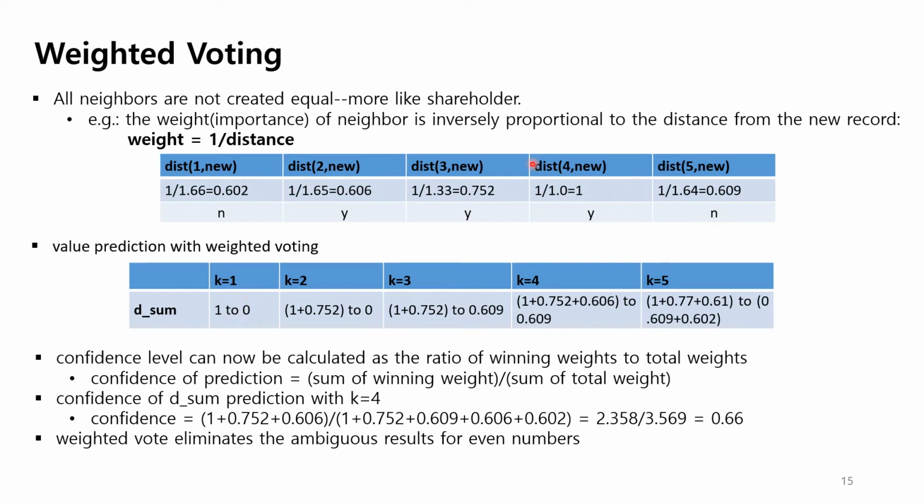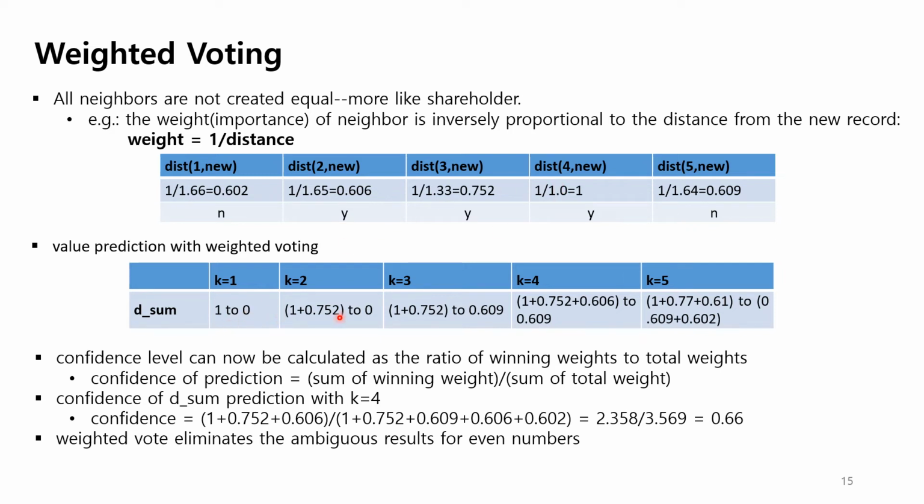So you choose the one nearest neighbor, k equals 1, you choose this one because this one has the highest weight value, okay? And its class value is y. So that's why we have 1 to 0. So 1 is the summation of y weight. This is the summation of no weight, n weight, okay?